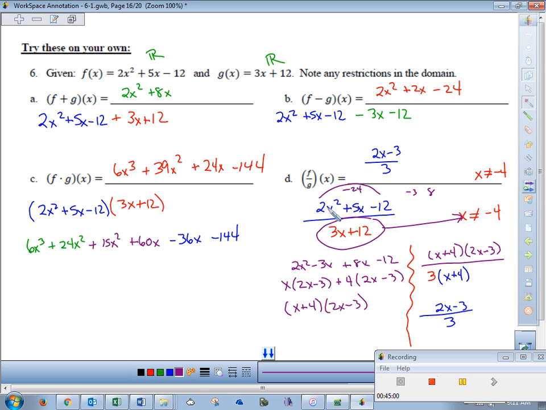Top guy can factor, frowny face, since a is not equal to 1. So two numbers that multiply together to be negative 24 and add together to be 5 are these two bad boys right here. 2x squared minus 3x plus 8x minus 12. Factor it up by grouping, and you get x plus 4 and 2x minus 3.